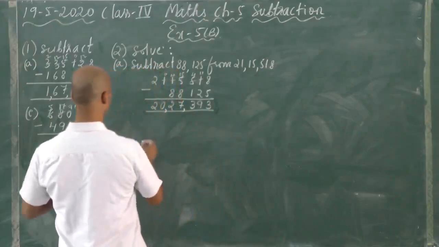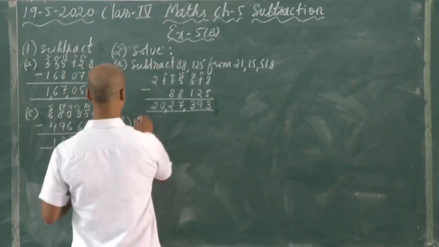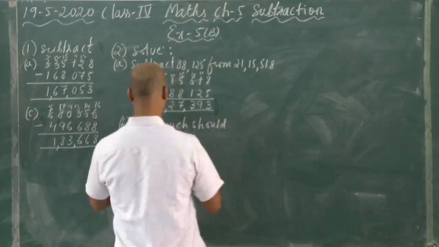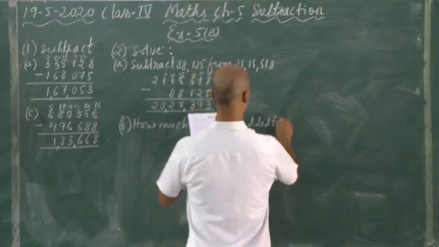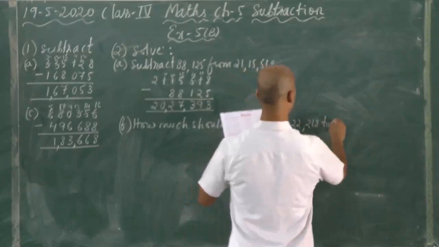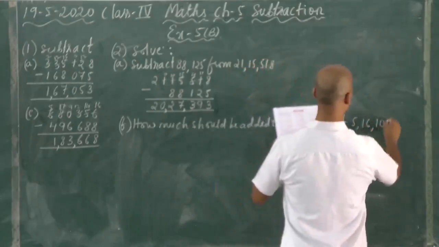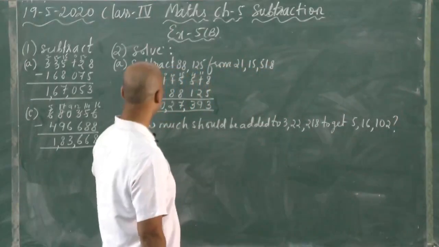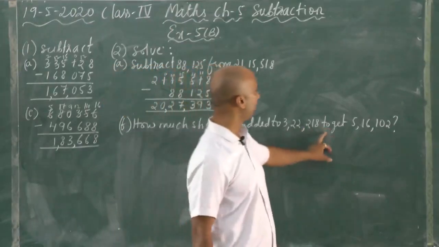We move to the next question, that is question number F. Question number F, it says how much should be added to 3,22,218 to get 5,16,102. Okay, so this is the question. It says how much should be added to 3,22,218 to get 5,16,102.